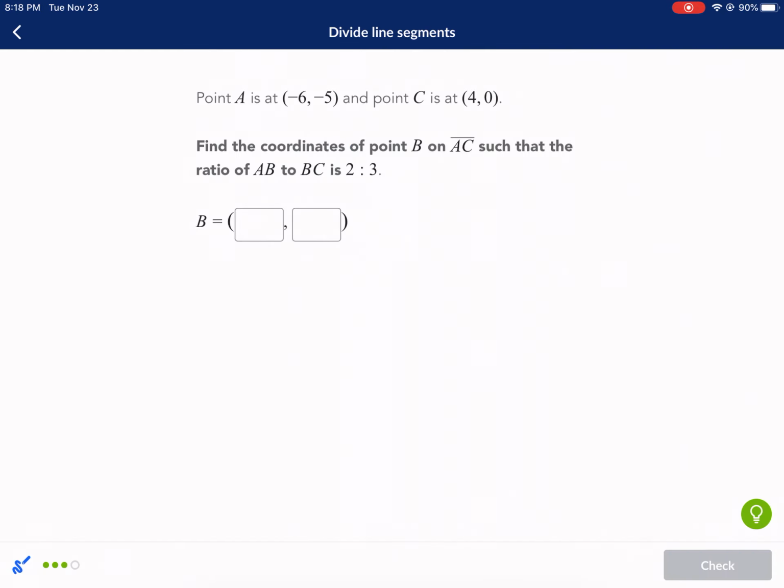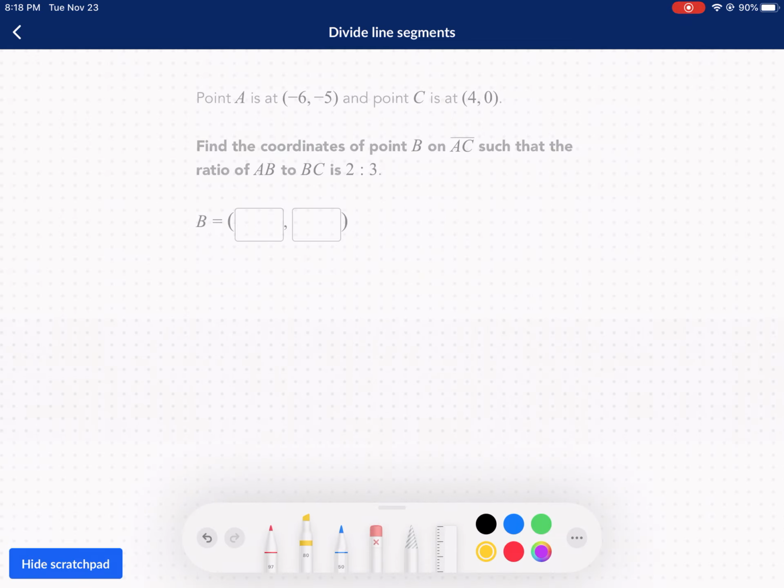Sorry about that. All right, let's be very careful as we do this last one. A is -6, -5, and point C is at 4, 0. Okay, I hate how I have to draw these, but I'm going to. So I'm going to draw it real quick.